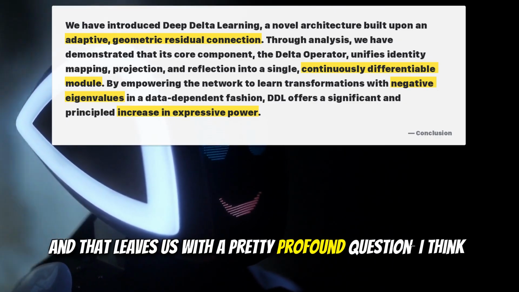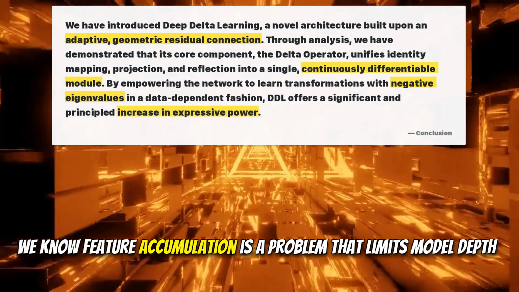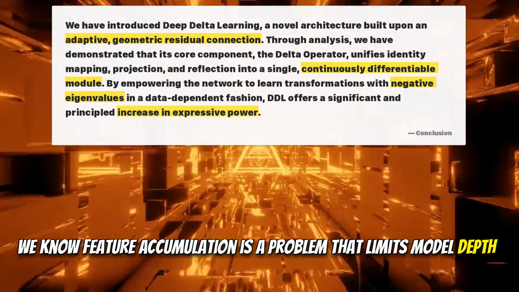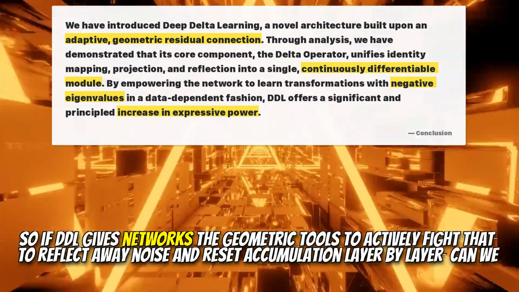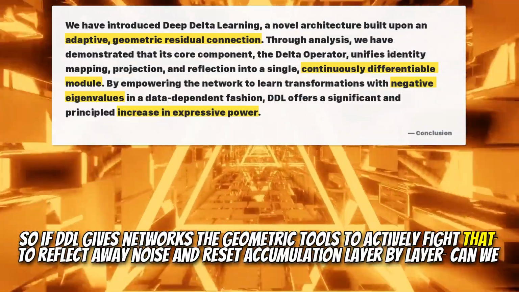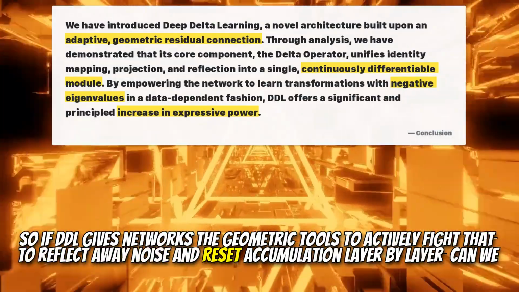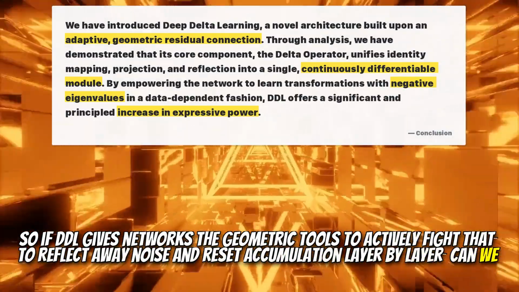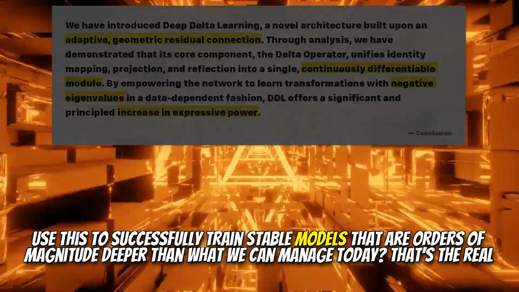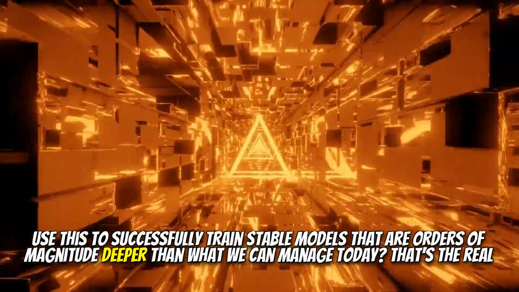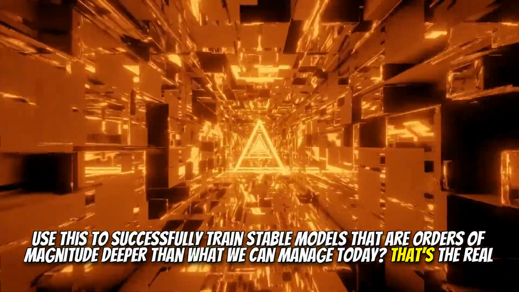And that leaves us with a pretty profound question, I think. We know feature accumulation is a problem that limits model depth. So if DDL gives networks the geometric tools to actively fight that, to reflect away noise and reset accumulation layer by layer, can we use this to successfully train stable models that are orders of magnitude deeper than what we can manage today? That's the real promise here.